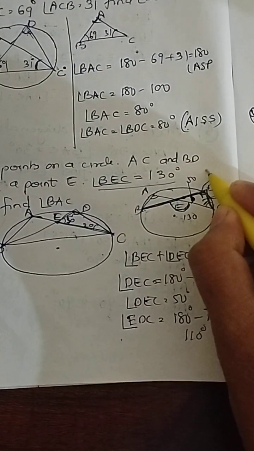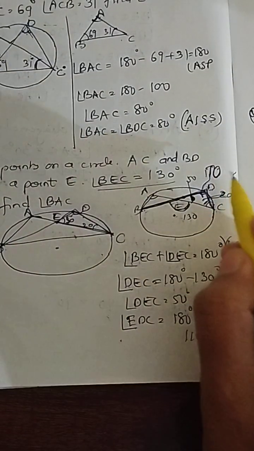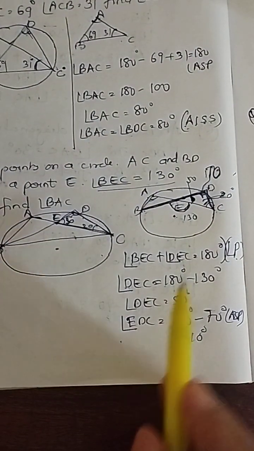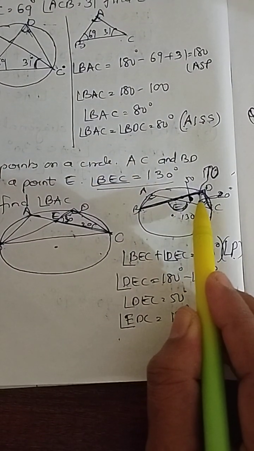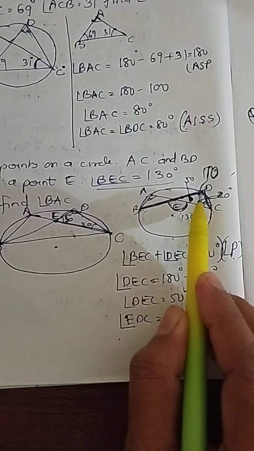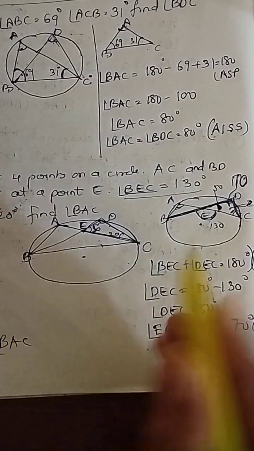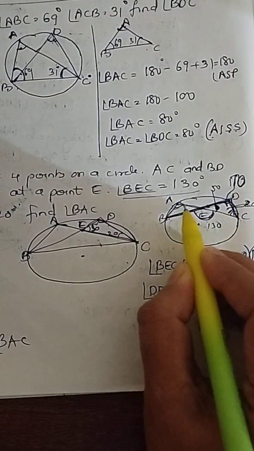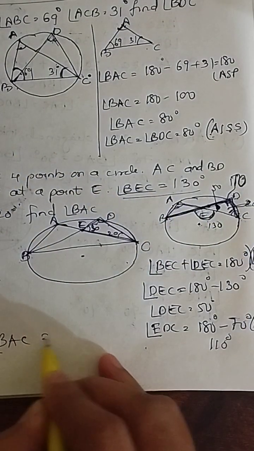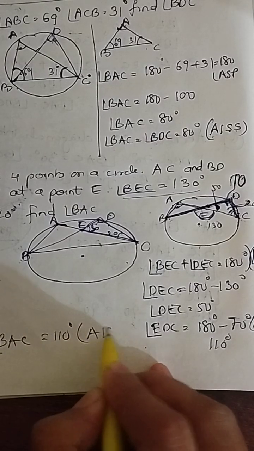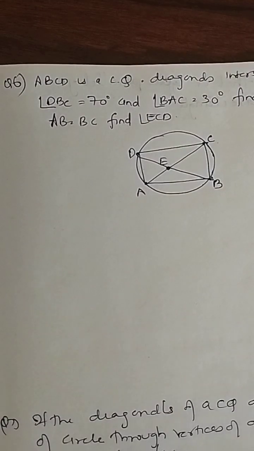So this angle I got is 110 degrees. So if this is 110, what do you say of this angle? Angle BAC: I told you always to look for the M. See, this is an M and they are on the same lines here. So angle A is equal to 110 degrees, because angles in the same segment. Hope it's clear. Let's come to the next one.